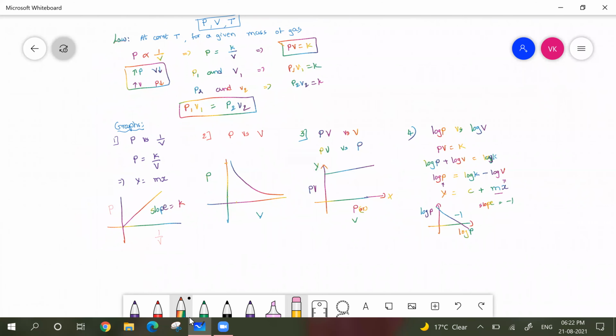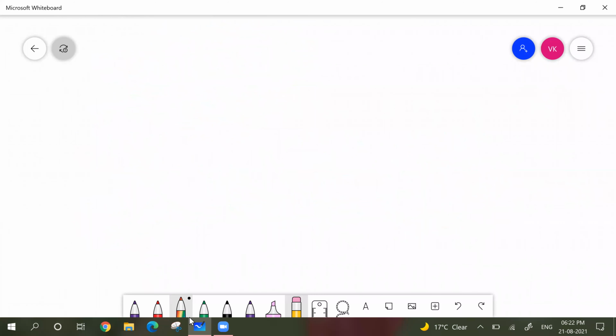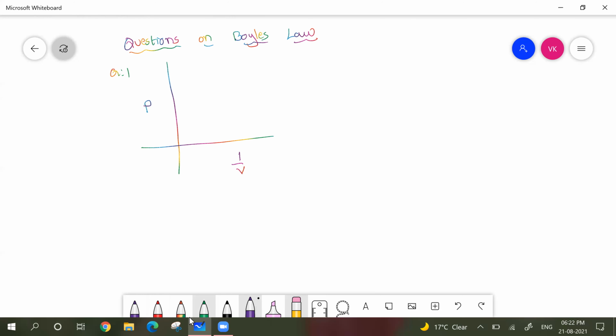Now let us discuss a few important questions on Boyle's law, students. I'm going to the next slide. Questions on Boyle's law, a few model questions. I'm giving a graph here, question number 1. They gave you a graph, pressure versus 1 over V, and they gave 3 different plots here, students. You see, these are the plots.